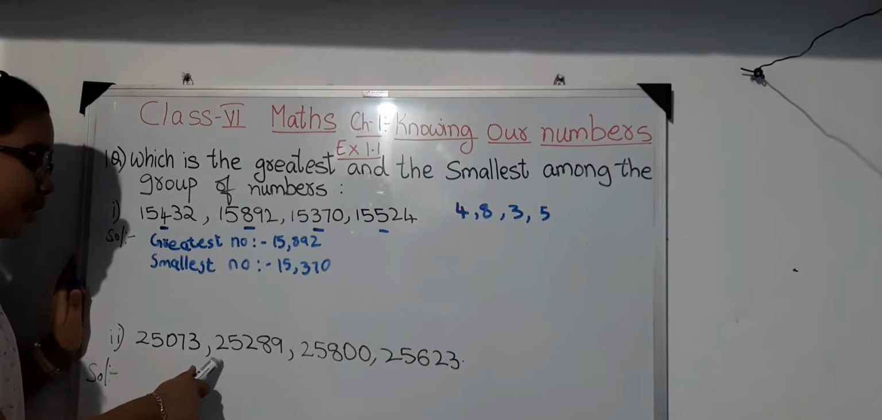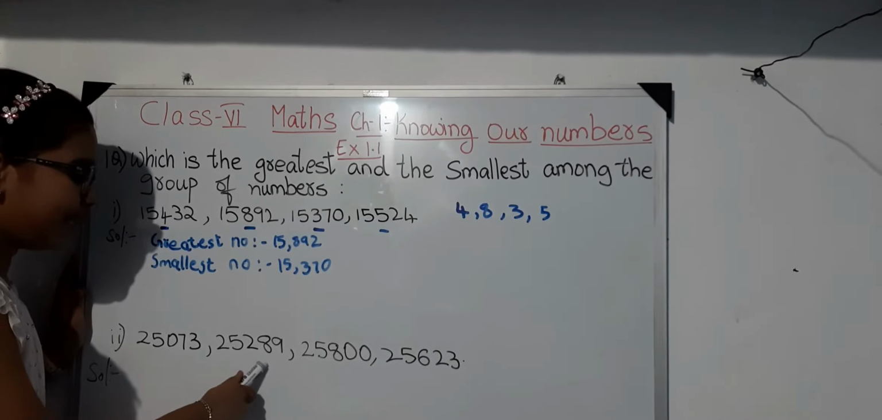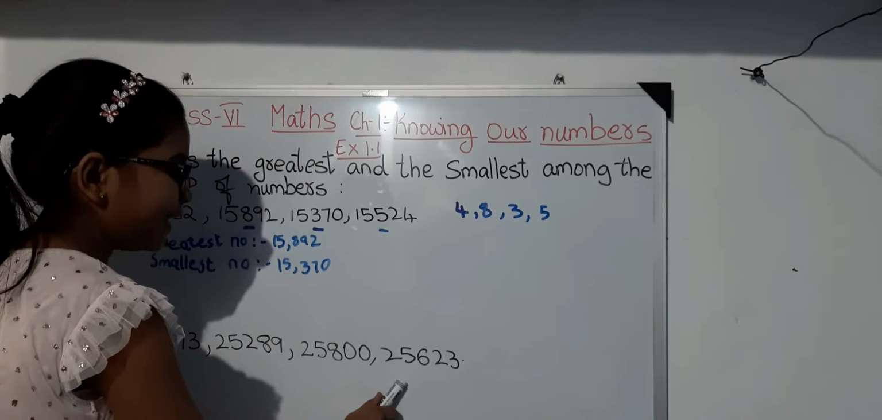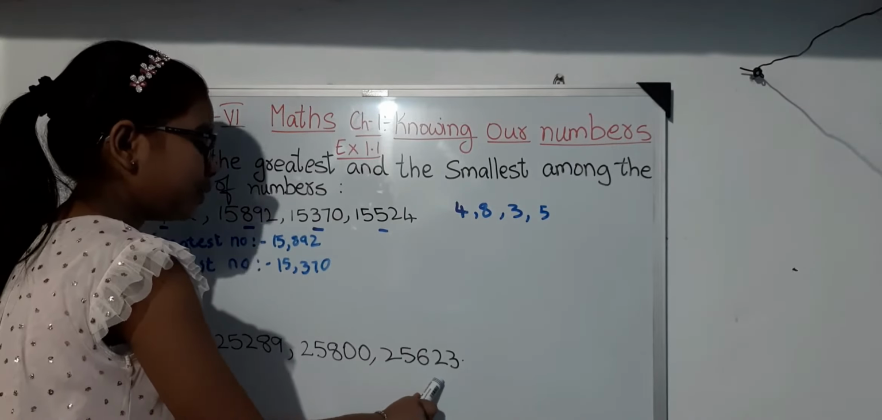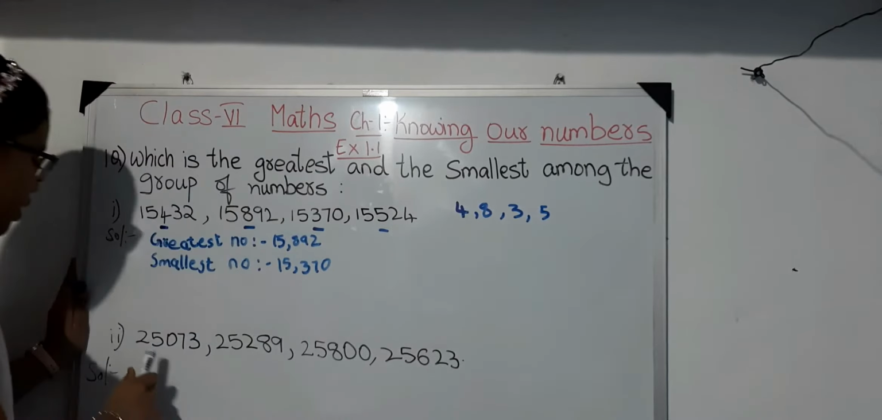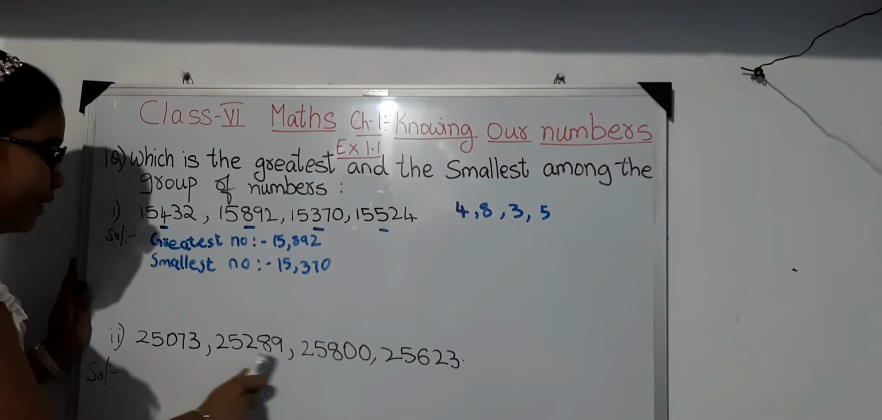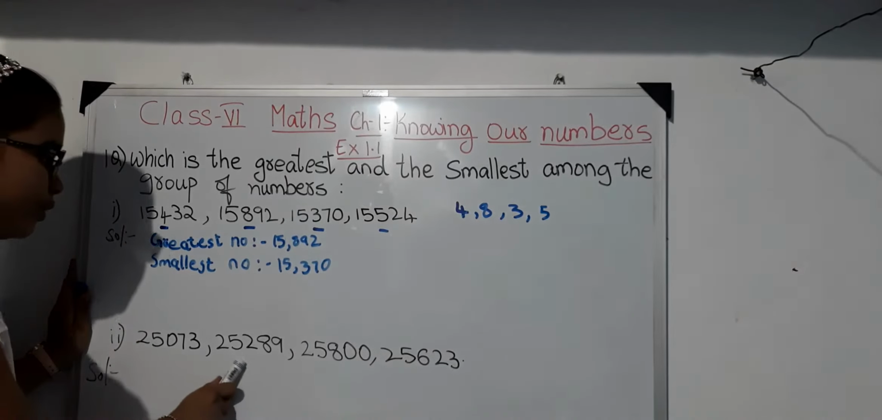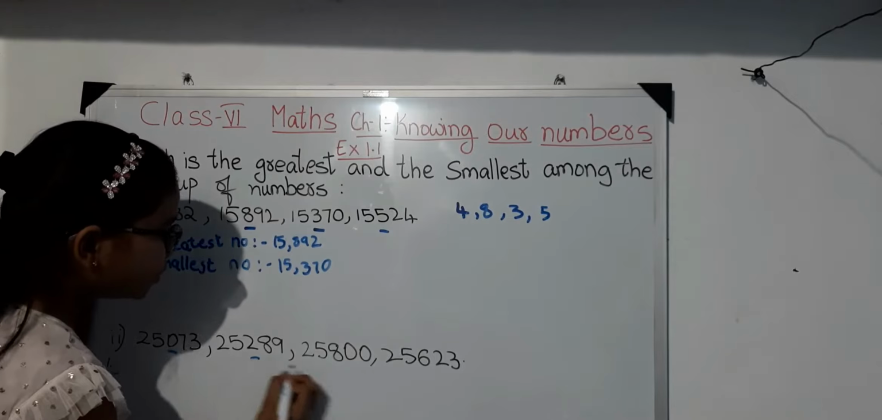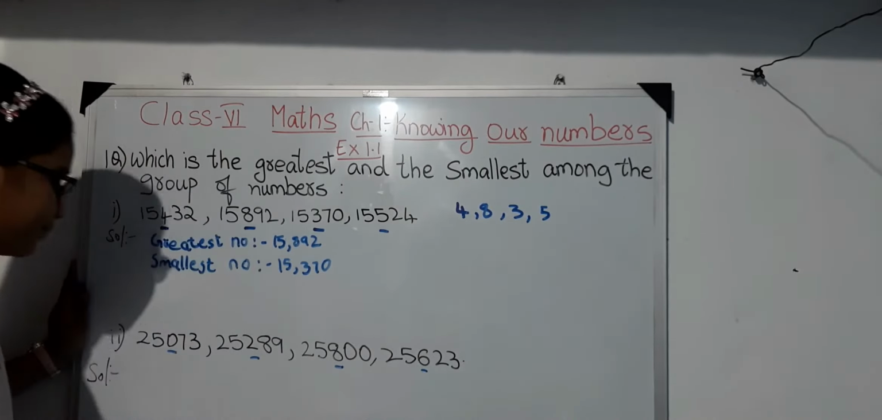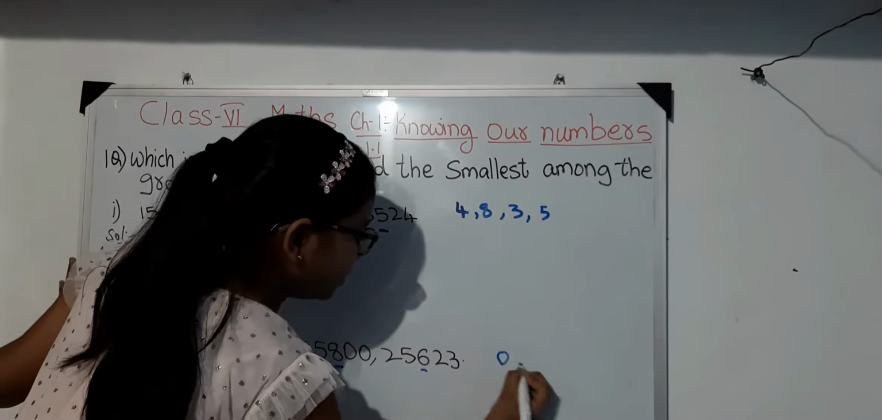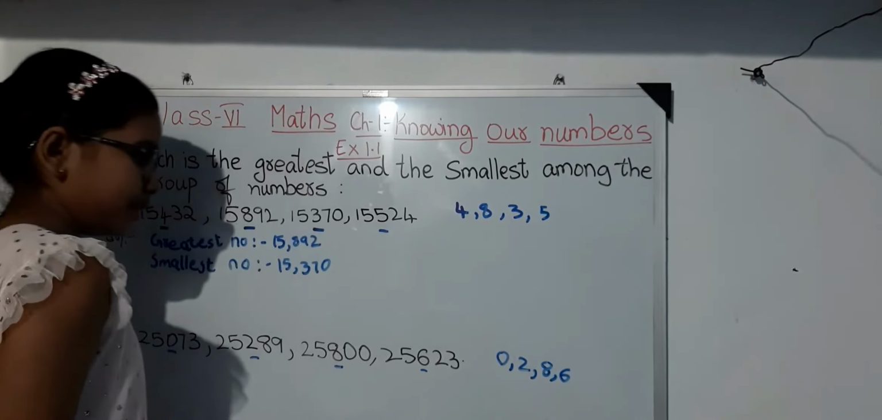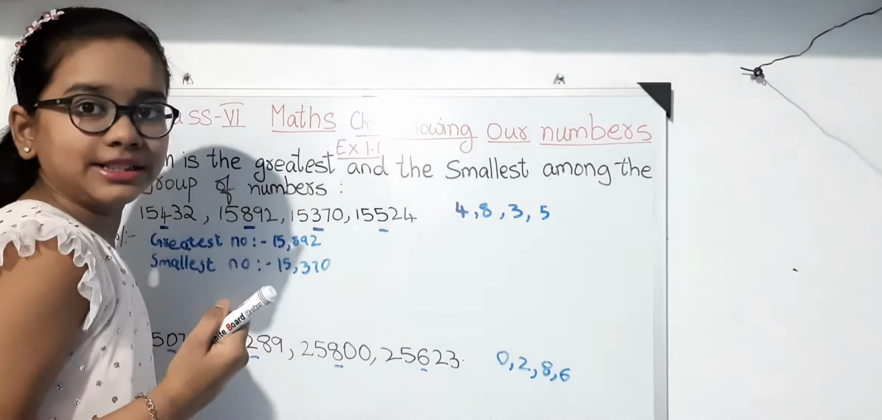Now the next one is 25,073, 25,289, 25,800, 25,623. In this, the first two digits, 25, are the same. So we have to see the next digit, which is 0, 2, 8 and 6. Now in this, which is the greatest number?